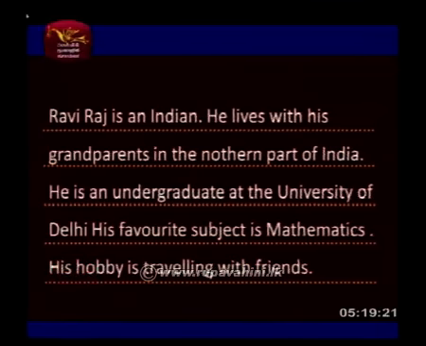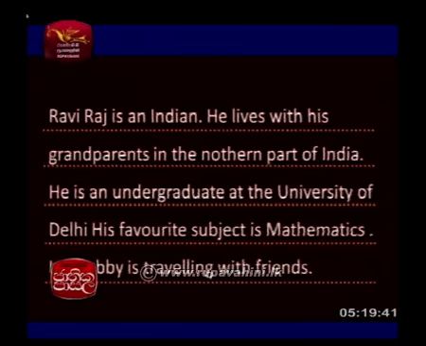So let us read the whole paragraph once again. Yes, Tiranya? Ravi Raj is an Indian. He lives with his grandparents in the northern part of India. He is an undergraduate at the University of Delhi. His favorite subject is mathematics. His hobby is traveling with his friends.